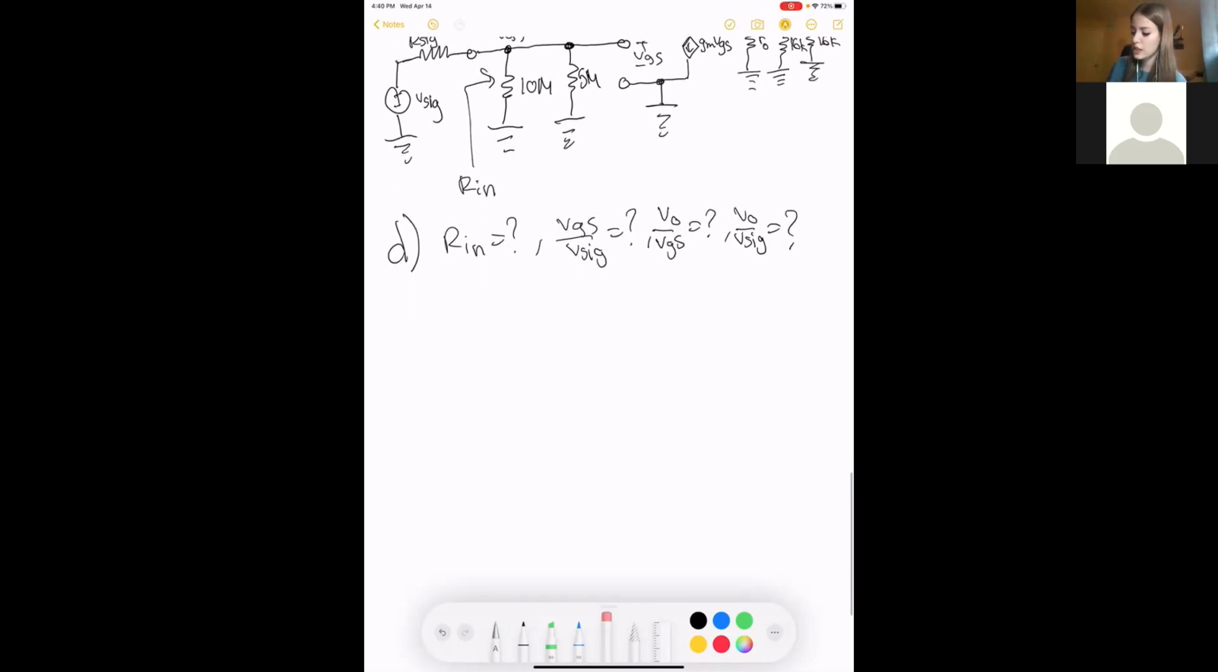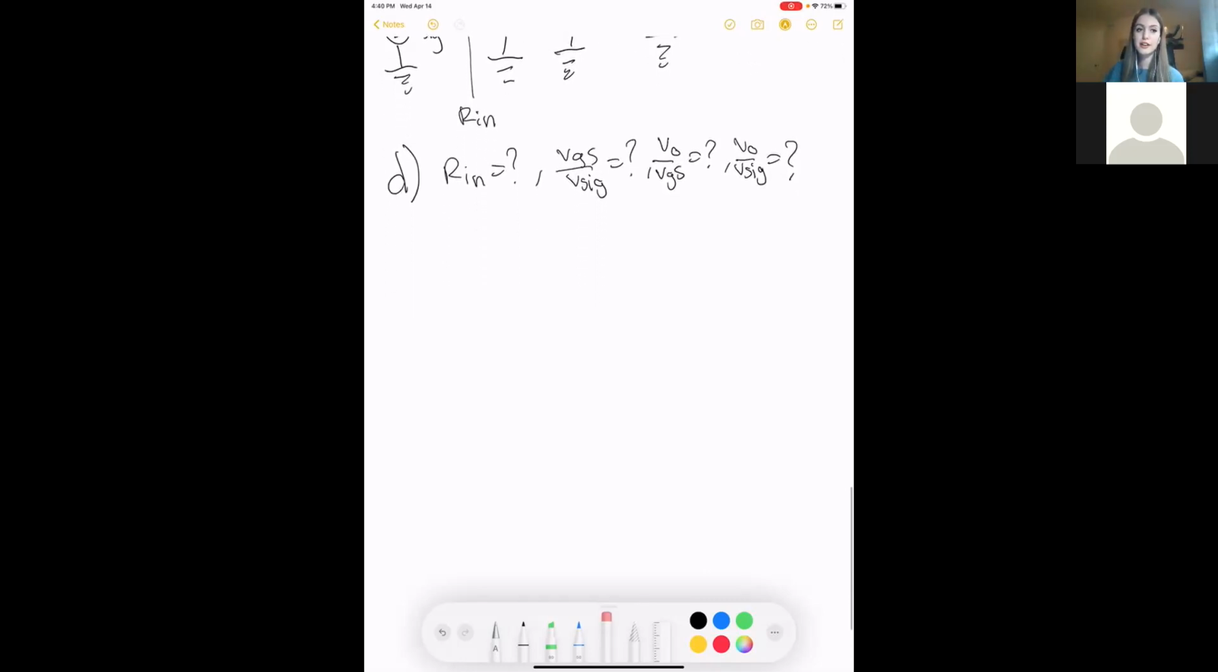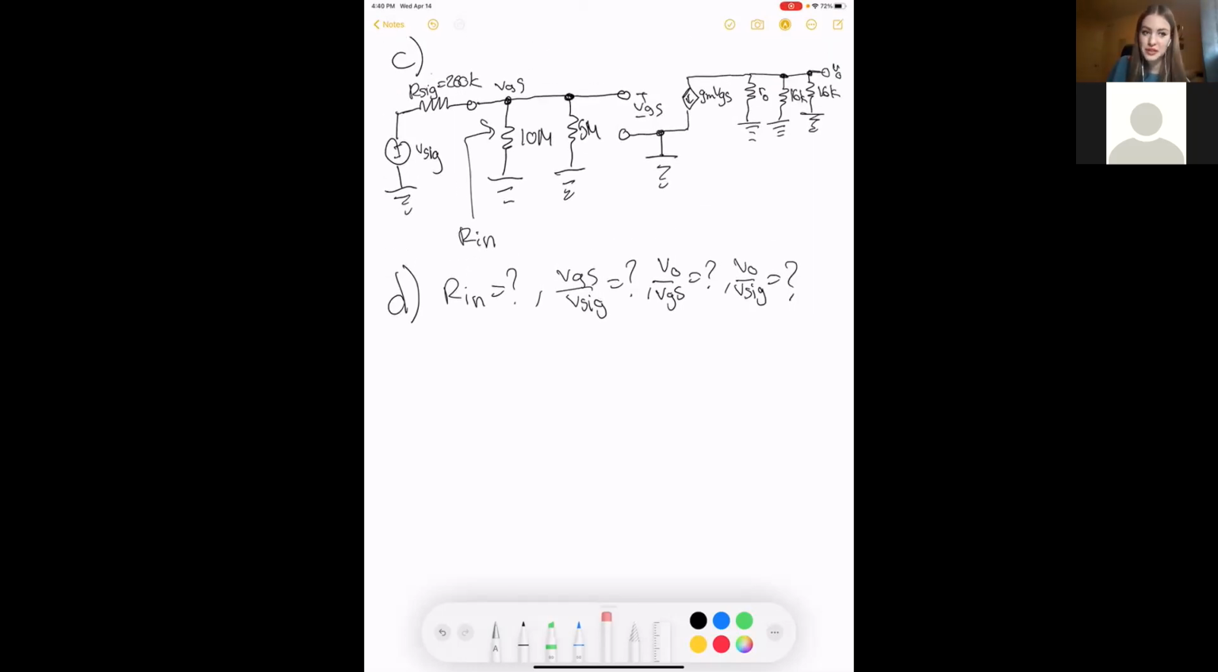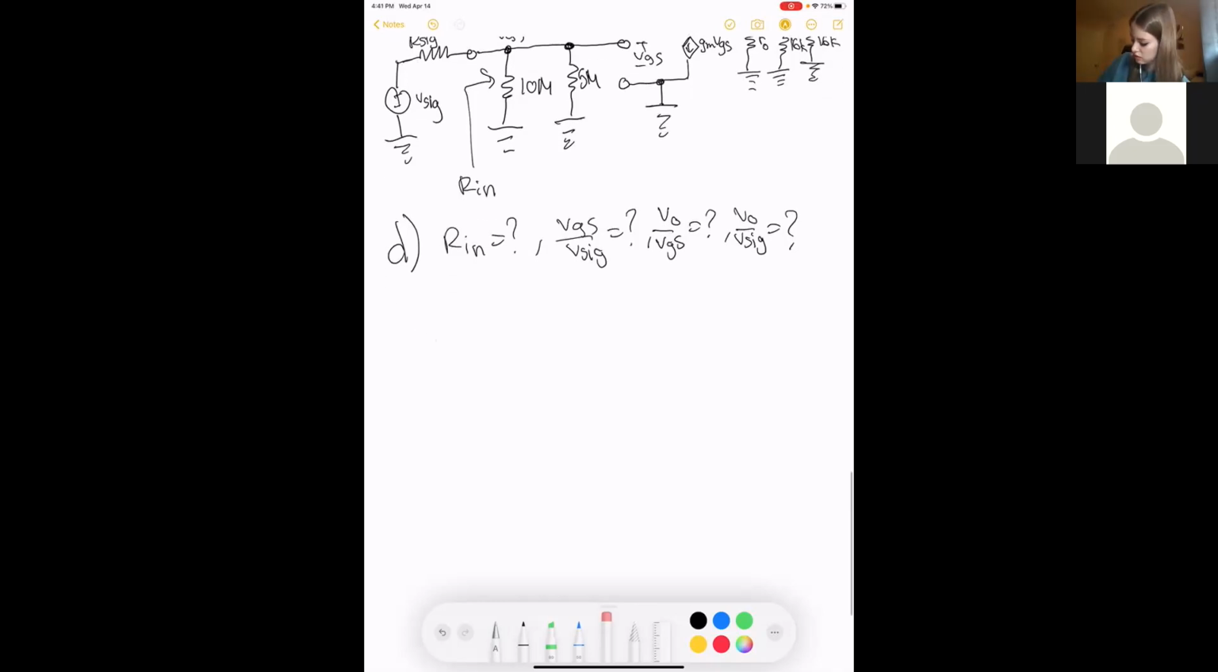At the end of the day, all of this is just writing equations and doing circuit theory. So slowly going through it, you can see Rn. What do we see? When you look in, you see this 10 mega ohm resistor, you see this 5 mega ohm resistor, and then you see this open circuit. So Rn is 5 mega in parallel with 10 mega, and we get that Rn is 3.33 mega ohms.